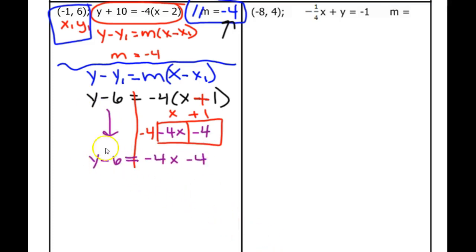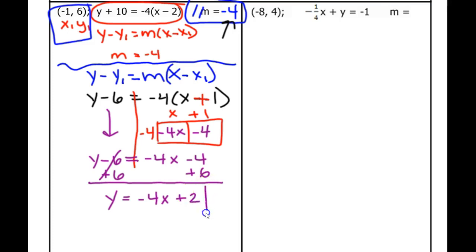And we last need y by itself, so I'm going to add 6 to both sides. We get y by itself. We have y equals negative 4x. There are more positives. Different signs we subtract. 6 minus 4 is 2.